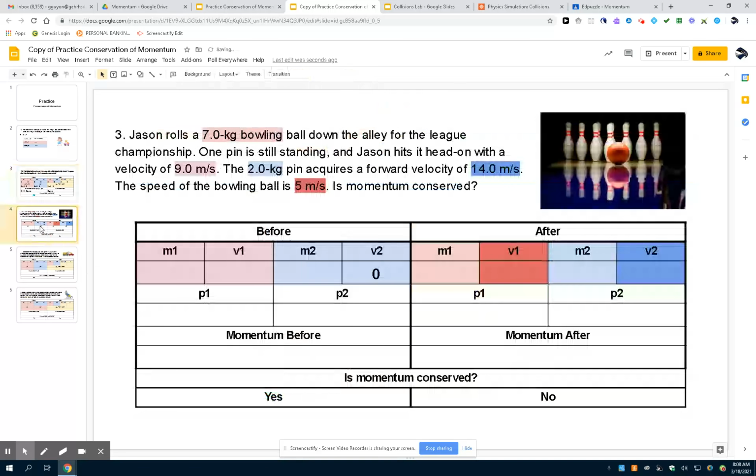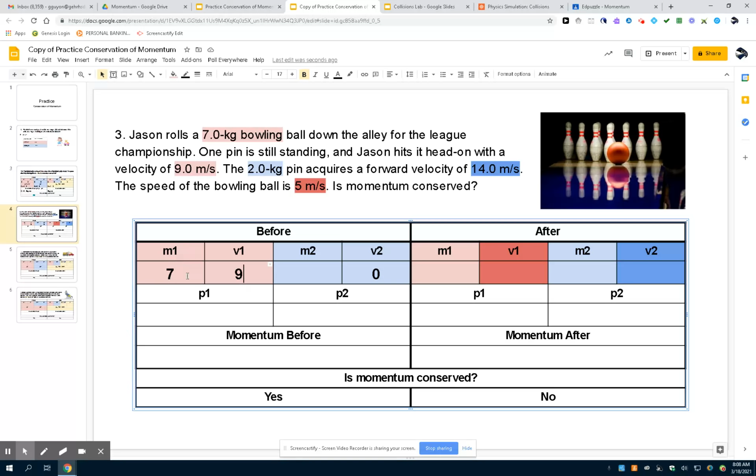Okay, and I'll do one more example here. This one says Jason rolls a 7 kilogram bowling ball down the alley for the league championship. One pin is still standing, and Jason hits it head on with a velocity of 9 meters per second. The 2 kilogram pin acquires a forward velocity of 14 meters per second. The speed of the bowling ball is 5 meters per second. Is momentum conserved? Okay, so the mass of the bowling ball itself is 7 kilograms. I'm going to put 7 here. And the velocity of the ball is 9 meters per second. Again, they're both in the pink, so that's how I know by color that they are the before.